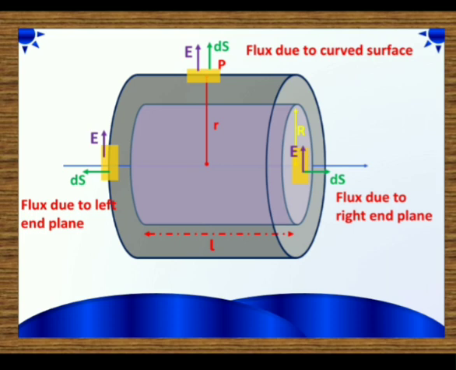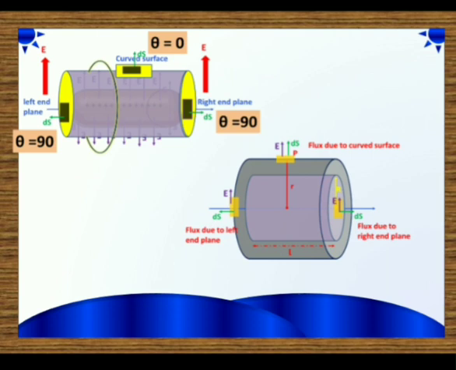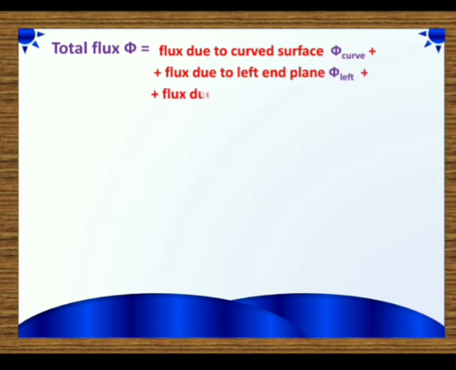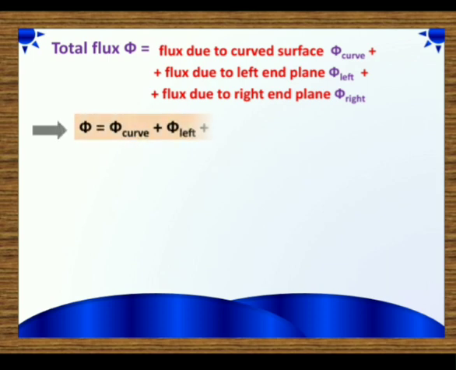But you know that only for the curved one theta becomes 0, and for the left hand and right hand theta is 90. Okay. Now what am I doing? See here, total flux is equal to flux due to curved surface plus flux due to left hand plus flux due to right hand. So my total phi I can write as phi curve plus phi left plus phi right.